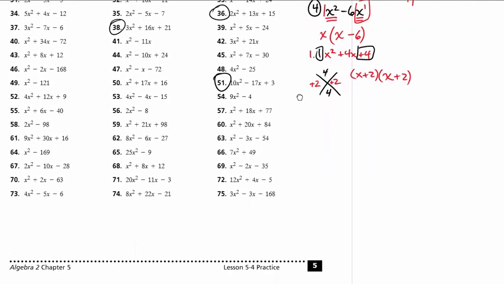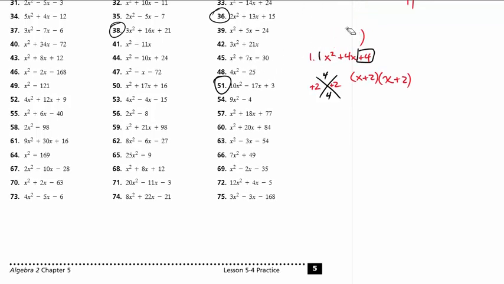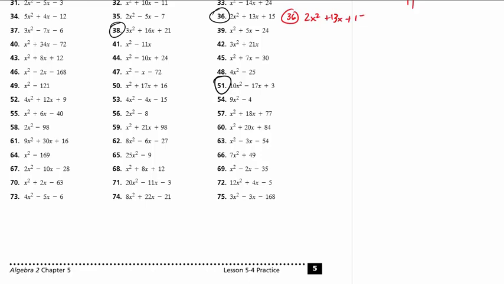Okay, so we have 3 more to work through. Numbers 36, 38, and 51. Okay, 36, 38, 51. I'm going to erase some of these old ones. You can always go back in the video if you still need to see them. Okay, so number 36 gives you 2x squared plus 13x plus 15.